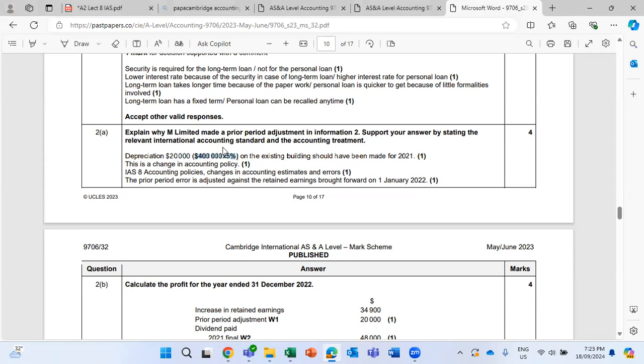Now it happens that there's a change in accounting policy, right? So according to IAS number 8, accounting policies, changes in accounting estimates and errors, we need to adjust the figure. The prior period error is adjusted against the retained earnings brought forward, which means the adjustment for last year is done this year. Because this affects the retained earnings carried forward of last year, that's why it's adjusted from the retained earnings brought forward of this year.